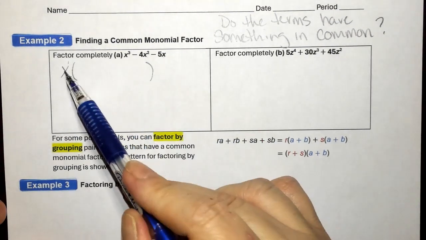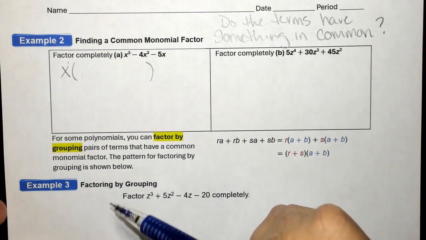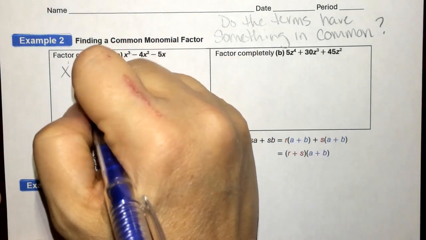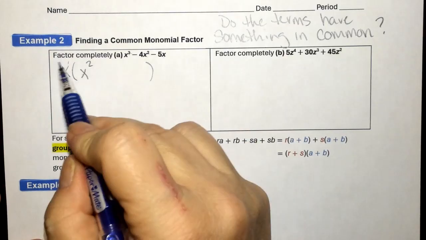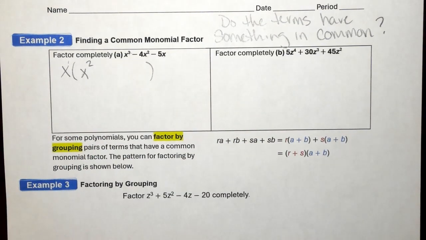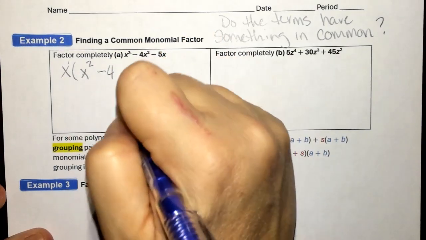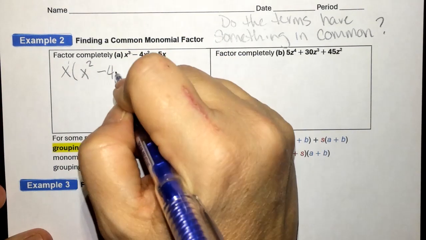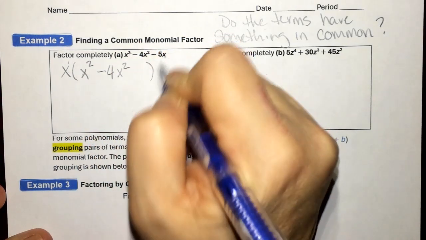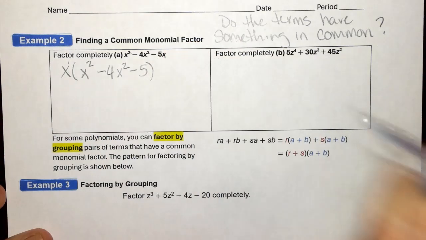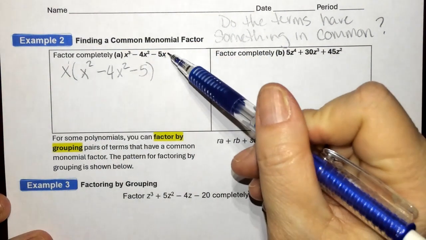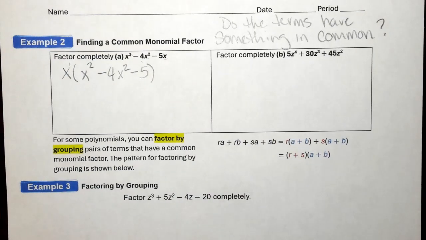Or you could think about it: x times what would give me x cubed? So I know that's x squared, which is the same as saying 3 minus 1 gives you 2. So a couple ways to think about it. All right, then we have minus 4x. X times x gives me x squared. And then I took that x away, so I've got 5. Another way you can think about it is there's one less x in each one of them.